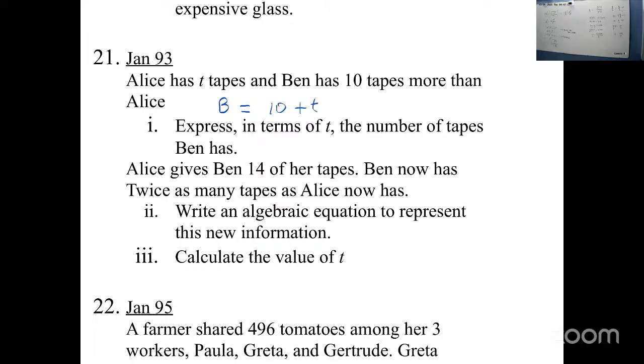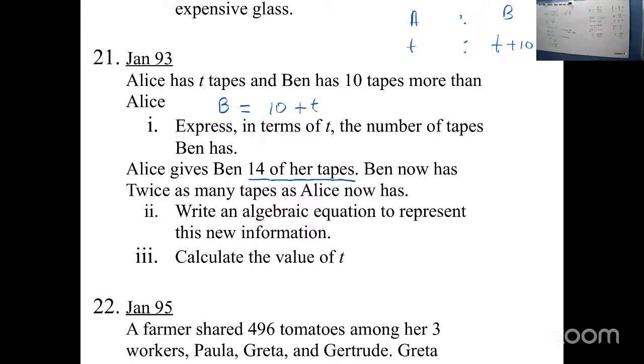Right, how are we writing this now? Alice gives, so remember Alice has T, right? So remember Alice and then Ben. Alice has T and then Ben has T plus 10. So Alice gives Ben 14 of her tapes.